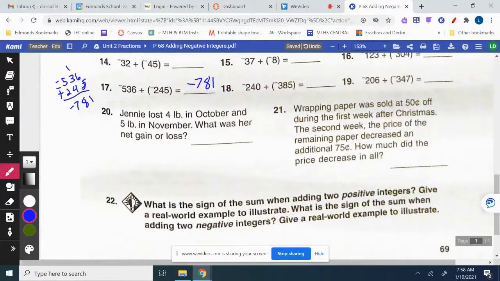Then we have two story problems, and we're going to go over those in class, but go ahead and give them a try. And number 2, we'll talk about in class too.